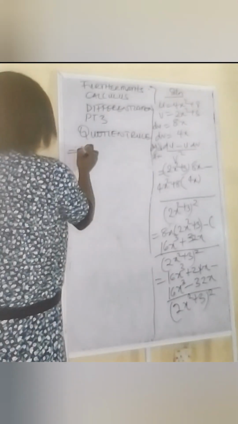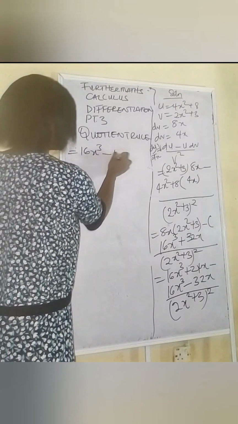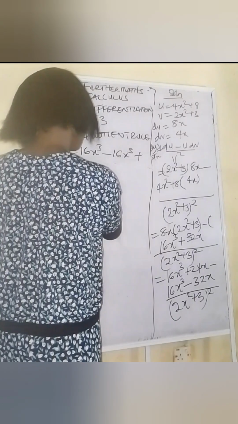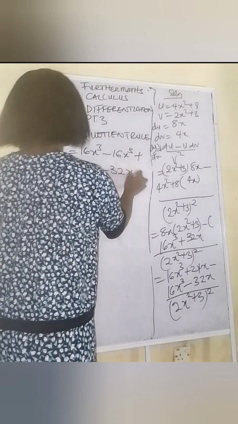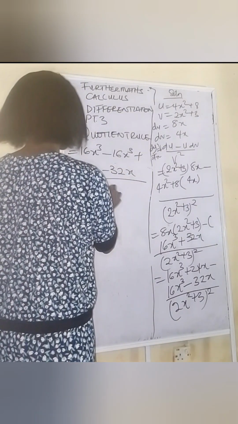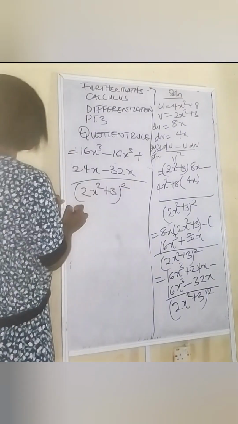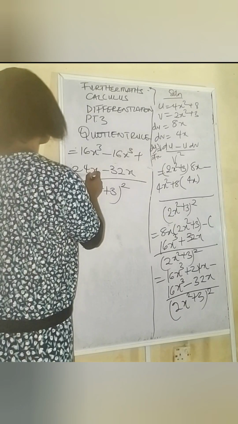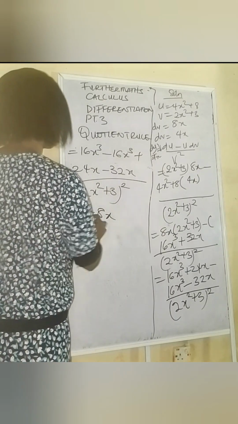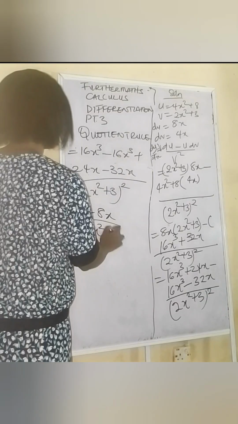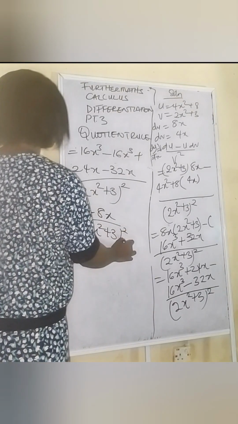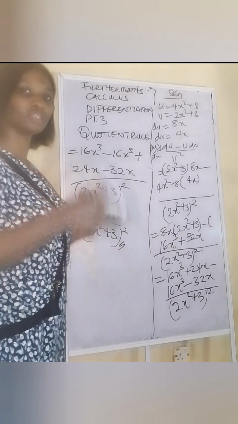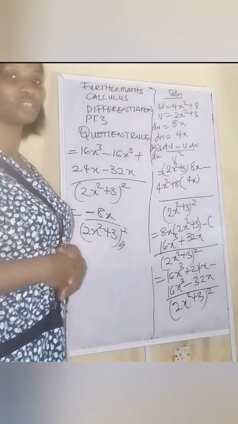So let's collect like terms. 16x cubed minus 16x cubed, plus 24x minus 32x, over, so we are not expanding the denominator, we will leave the denominator that way. So what's our final answer? This is minus 8x over (2x squared plus 3) all squared. So this is our final answer. You can check it well. If you check it again and again, write it out, you're going to understand it.